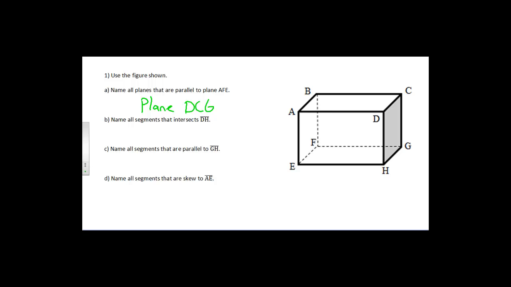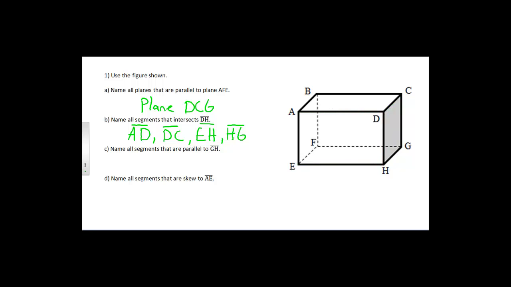Part B, name all segments that intersect DH. Again, let's find DH first. Well, there are a number of them here that intersect at D, and there are some others that intersect at point H. So line segments AD, DC, EH, and HG would all be segments that intersect at DH.